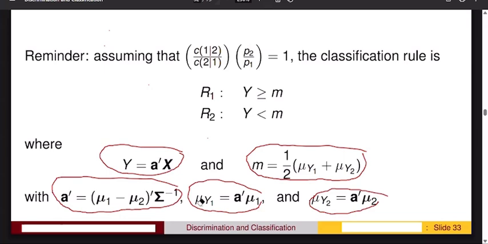Okay, the mu y1, you can get that as a linear combination of mu1. And what is your a prime? This is your a prime. Take a look at that. What is your mu2? That's a prime mu2. Take a look at that.